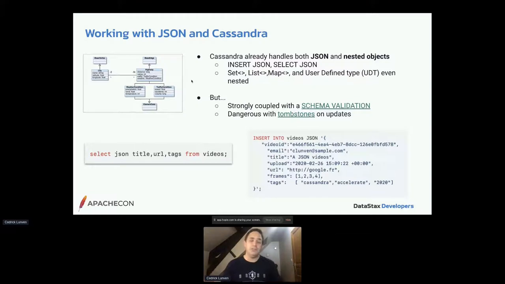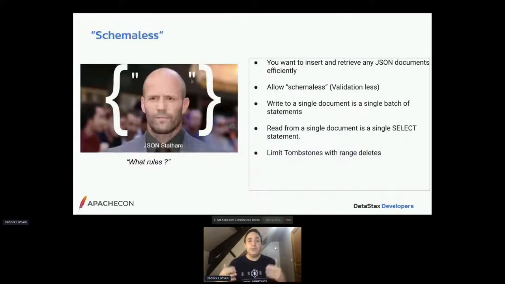So each time you need to put a tombstone, update the full nested structures, and we'll create all of these tombstones eventually and take some space where it shouldn't. So the document API's purpose is to enable using Cassandra as schemaless.